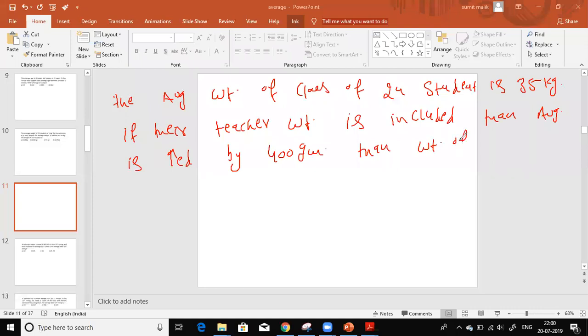Then the weight of the teacher will be... Come on, do it. The average weight of a class of 24 students is 35 kg. If their teacher's weight is included, the average is increased by 400 gram. Then the weight of the teacher will be.